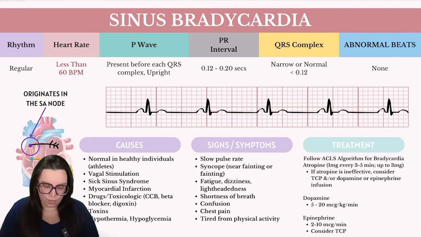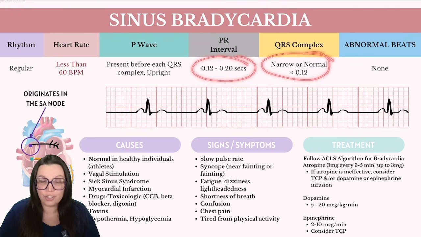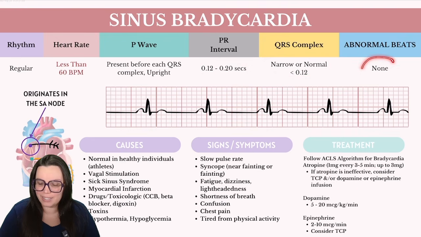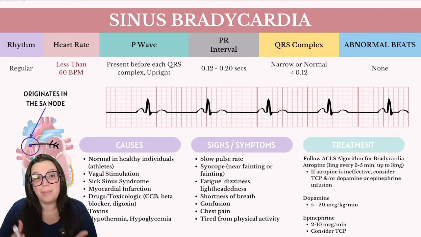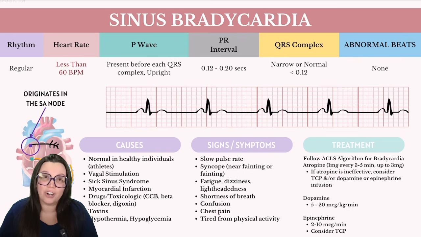The rhythm remains regularly regular. Our P wave is going to be present before each QRS complex and upright. Our PR interval and our QRS complex should remain within normal, and we're not going to see any abnormal beats. By meeting these criteria, we can confirm that a diagnosis of sinus bradycardia is present, distinguished by that reduced heart rate.